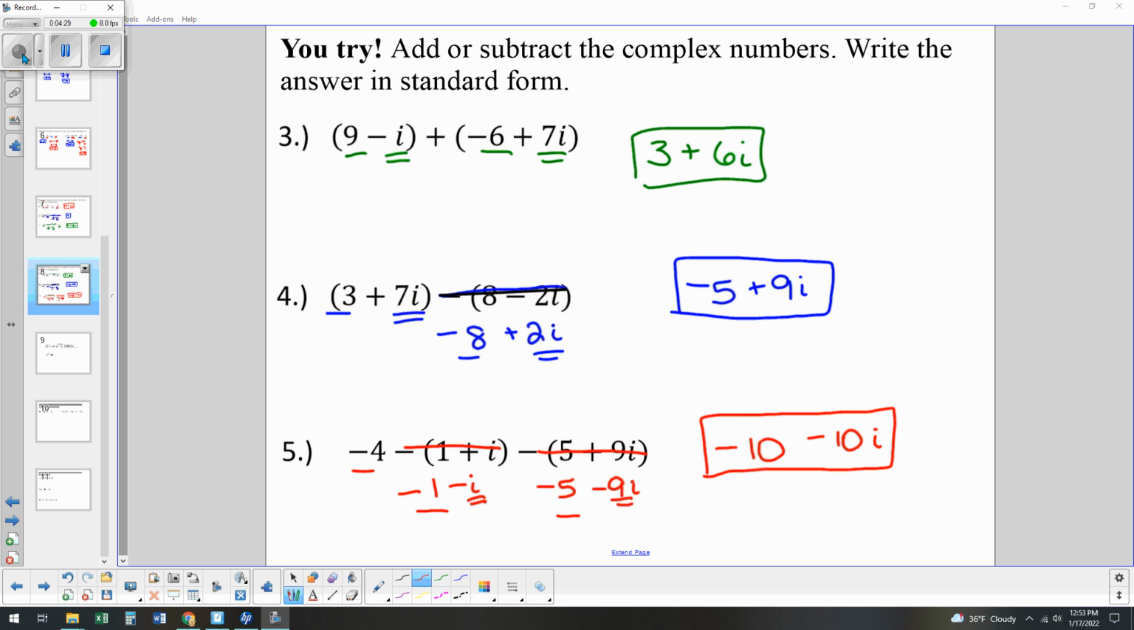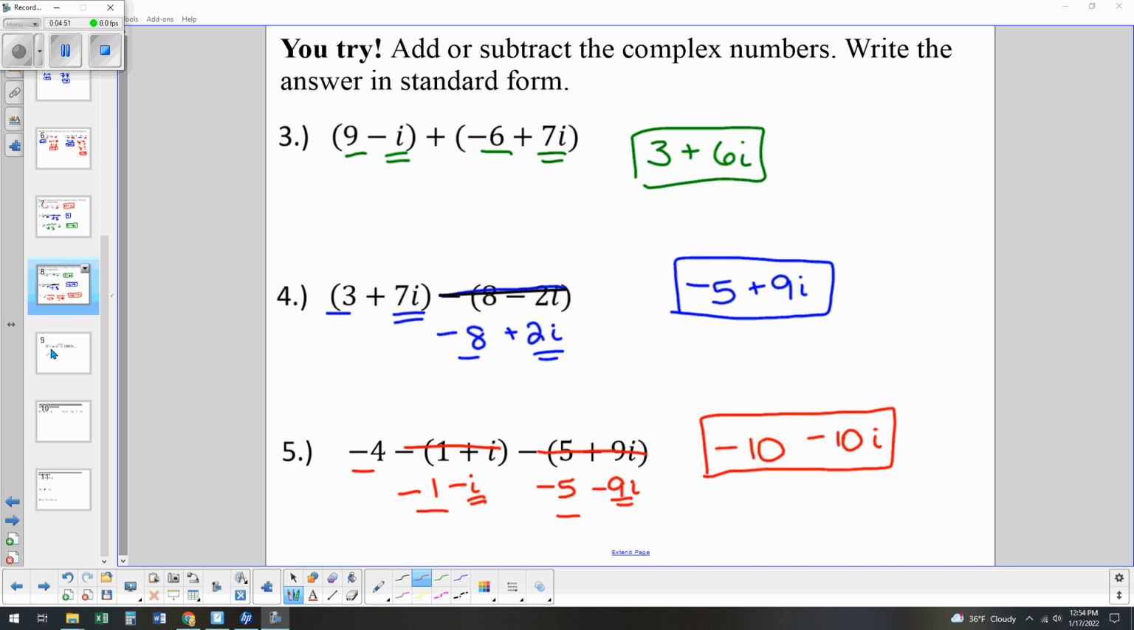All right, number 3 was just straight up addition, so we end up with 3 plus 6i. Number 4 was subtraction, so we change the signs of the second set. We get negative 5 plus 9i. And the last one, both sets of parentheses would change because each one had a minus in front, so we end up with negative 10 minus 10i.